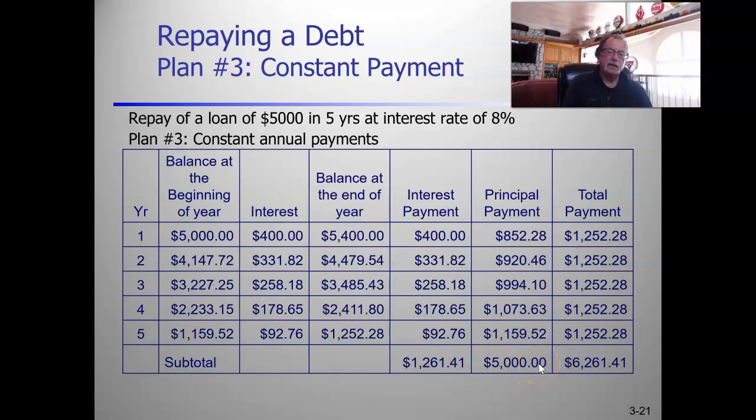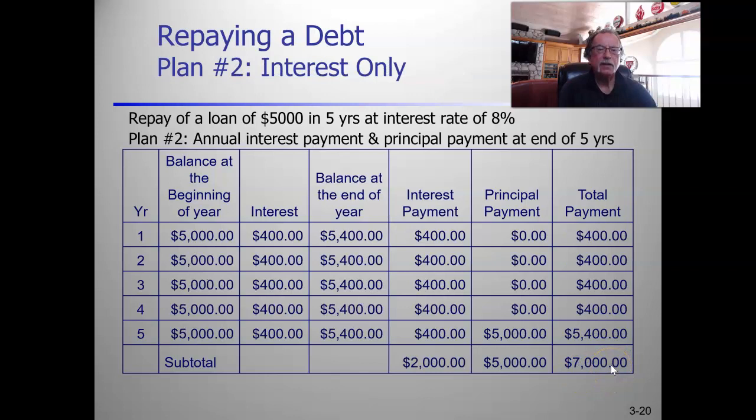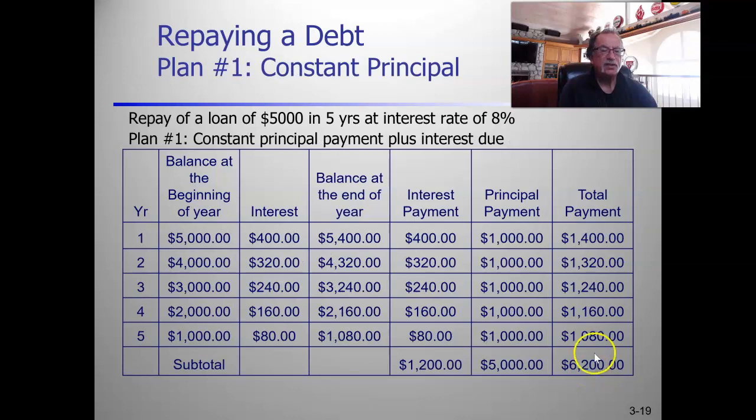Now, they have to pay off this loan. And what I haven't told you is how to calculate the $1,252.28. But notice here that we're paying increasing principal amounts. We're still repaying the $5,000. The total interest is $1,261.41, and the total payments are $6,261.41, contrasted with $7,000 if we make no principal payments, $6,200 if we make constant principal payments.